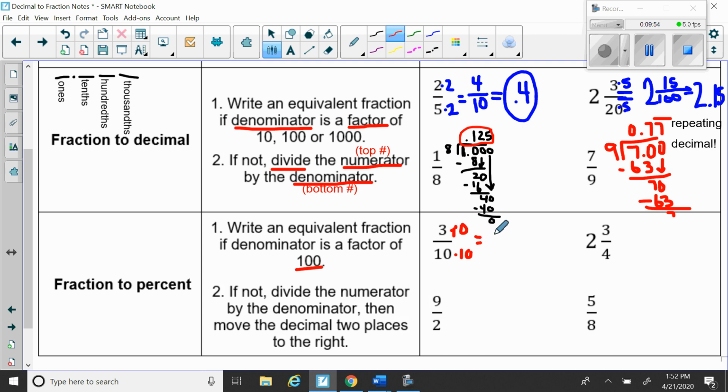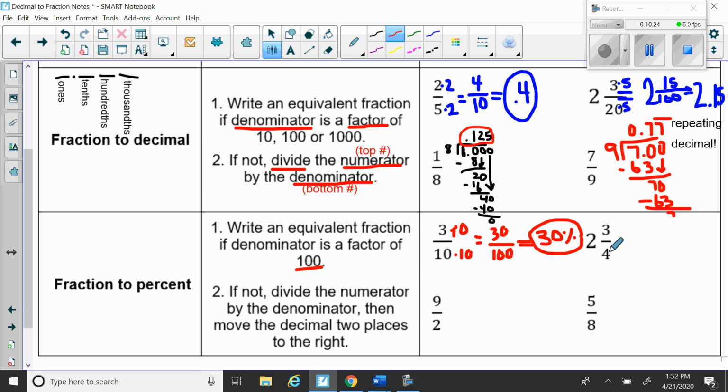So here we have 3 times 10 is 30, and 10 times 10 is 100, okay? So 30 out of 100, 30 hundredths, that is 30%, okay? Easy as that. So if you can get that denominator to be out of 100, because we know percent is always out of 100, then that is the easiest method, okay? Let's do one more here.